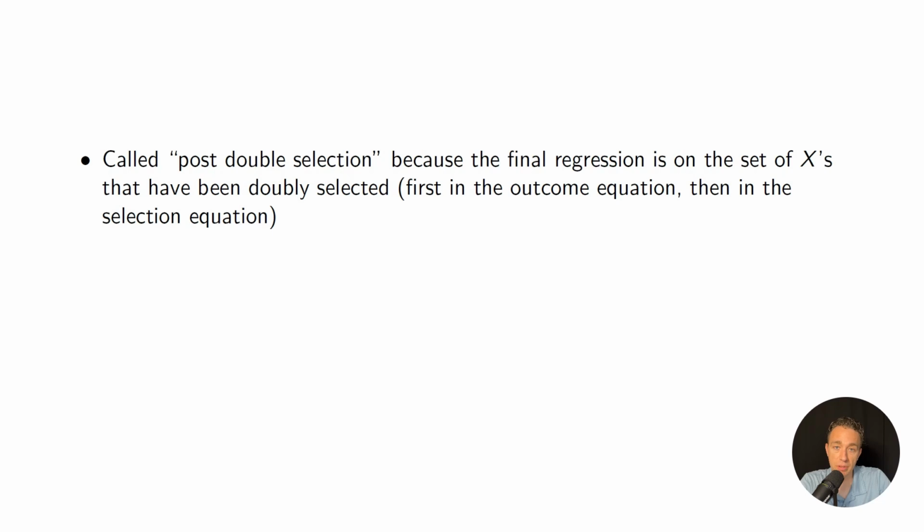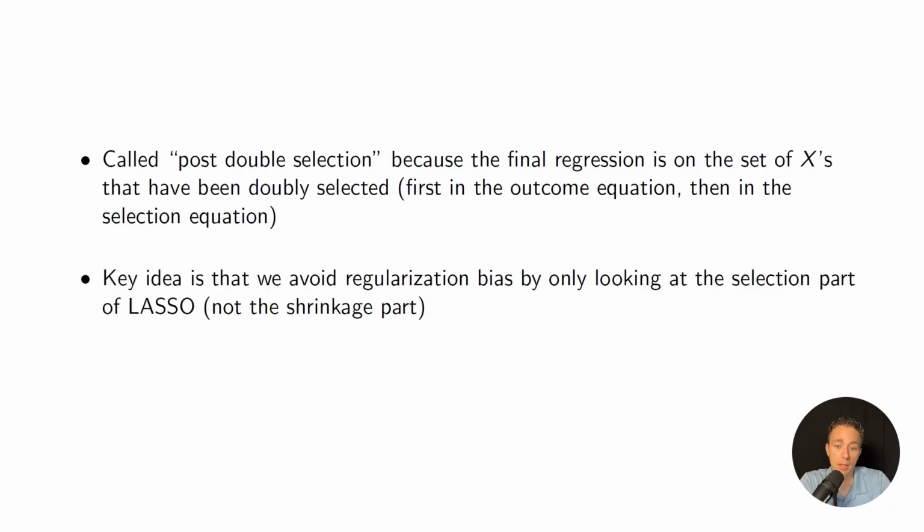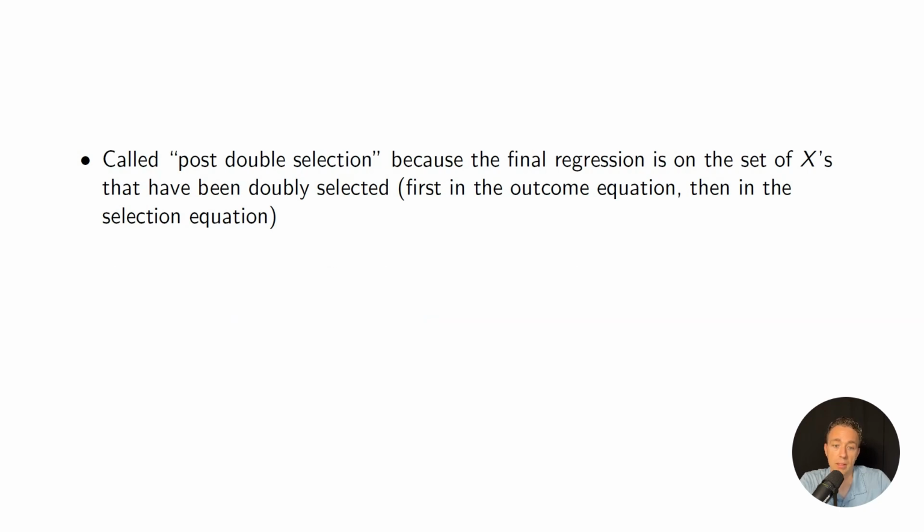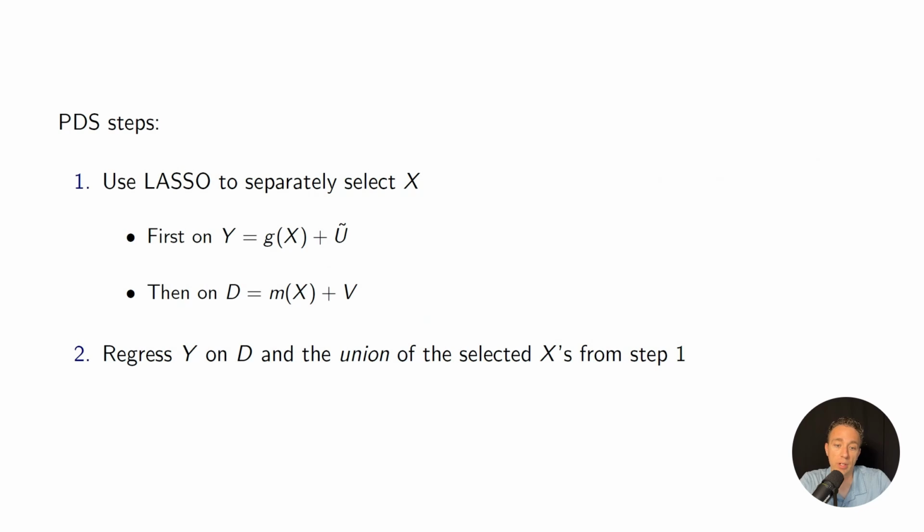This is called post-double selection because our final regression has x's that were doubly selected in both the outcome and the selection equations. And the key idea is that we're avoiding this regularization bias from the shrinkage part of lasso by only looking at the selection part of the lasso. So basically, if we go back, we only want to look at which variables have a non-zero coefficient in these two equations. We don't care about the coefficient value. That's not going into our econometric analysis at all.